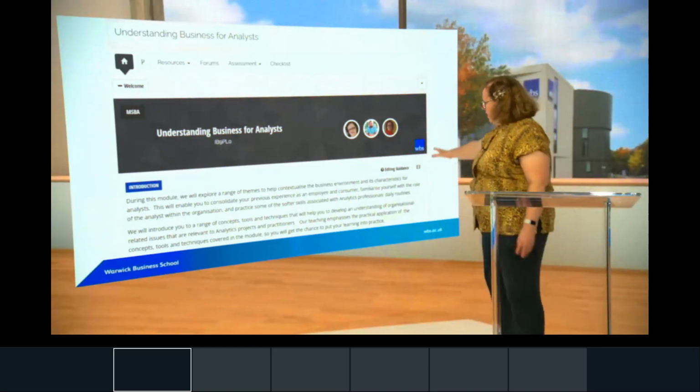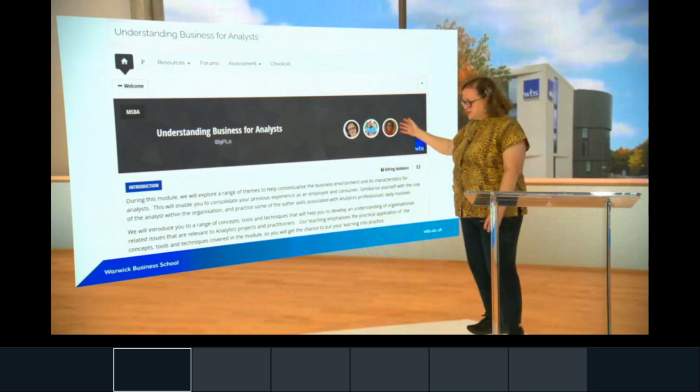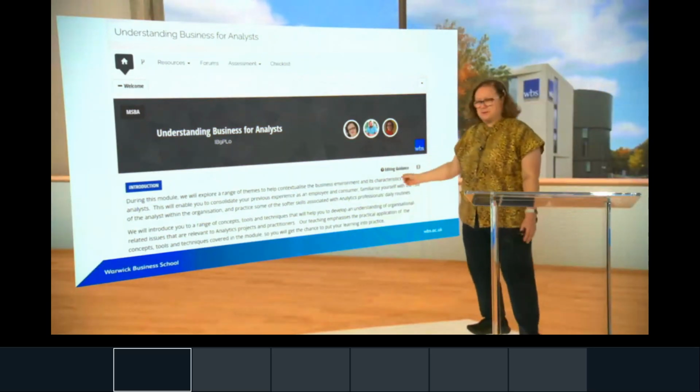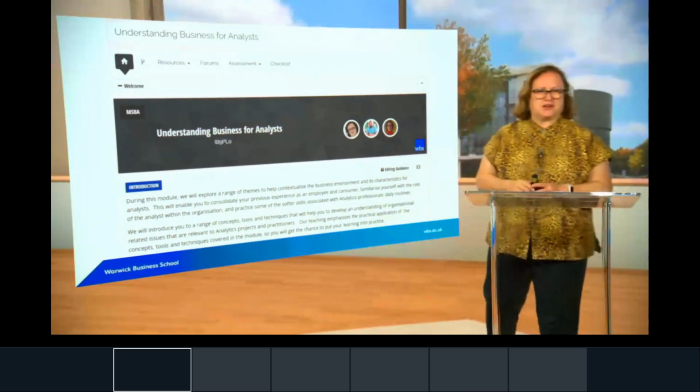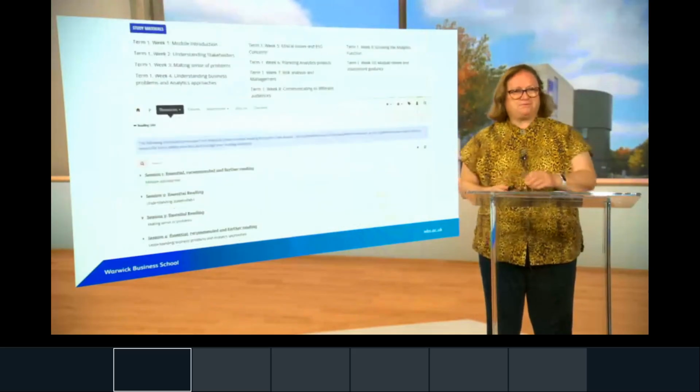Down below, you can see the three of us that are teaching on the module and a little bit about the introduction to the module.